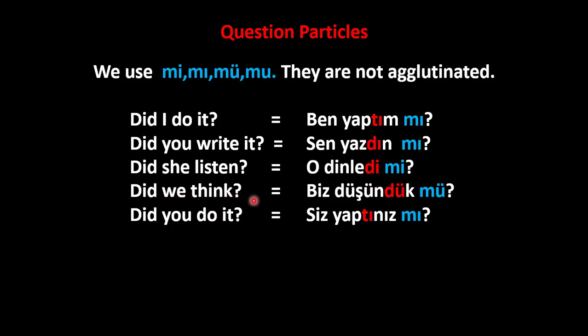Did we think? Biz düşündük mü? You can see ü, just for harmonization. This K also is the person suffix. Did you do it? Siz yaptınız mı? I didn't do it for they because it is the same as O, so we can just repeat that one.